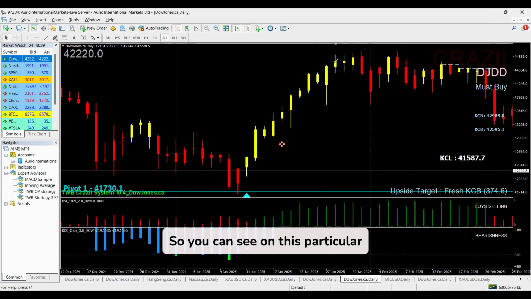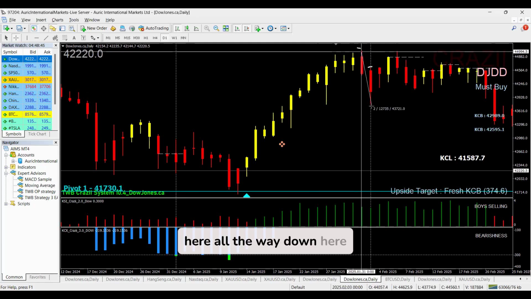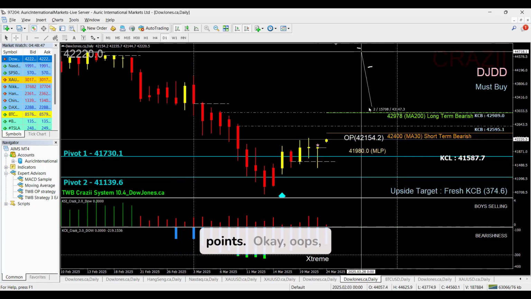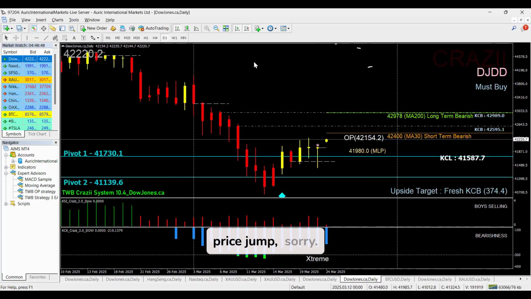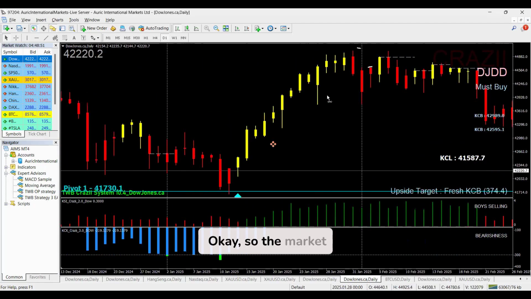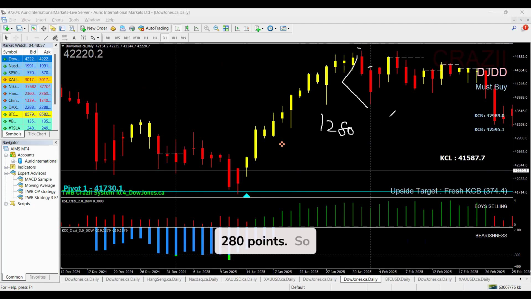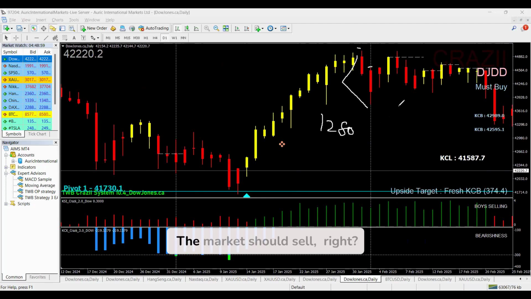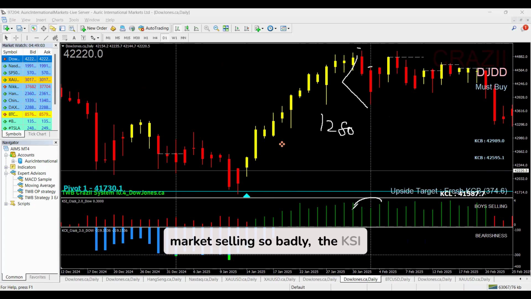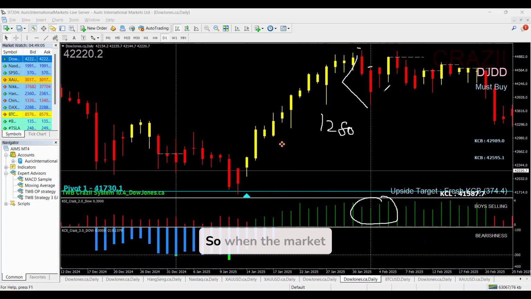You can see on this particular day, the market was down quite a fair bit. In fact, the market was down from here all the way down here, about 1,280 points. Oops, the price jumped, sorry. So the market came down by 1,280 points. By right, it's a catastrophe and the market should sell. But you notice that despite the market selling so badly, the KSI retained green in color. So when the market recovers, in this case, it breaks the high.